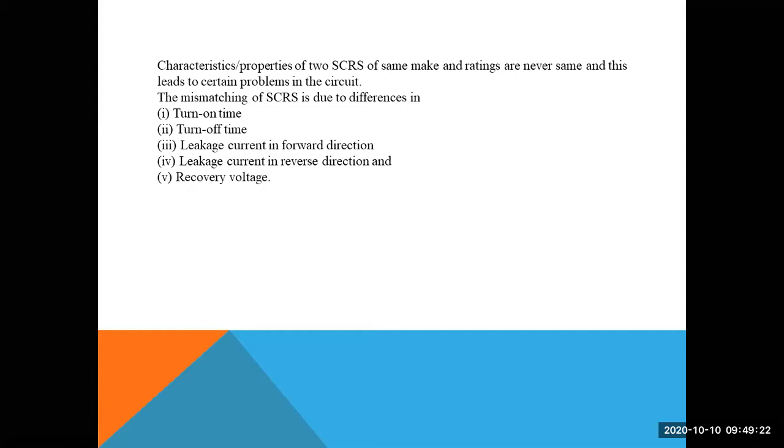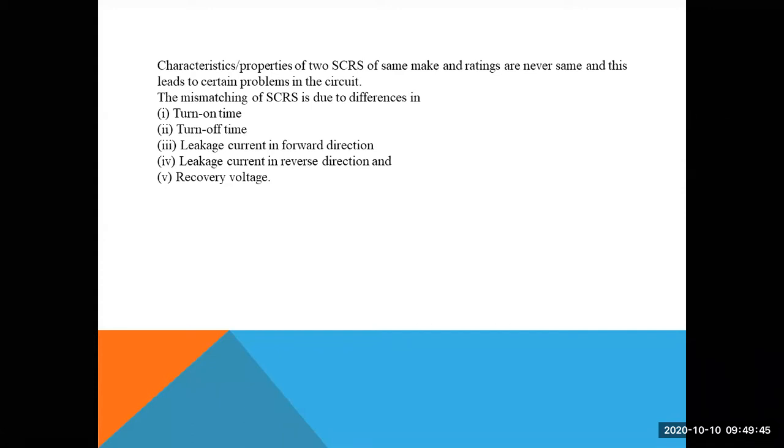This is a major problem, and it leads to 5 major differences. Due to the difference in VI characteristics, we cannot comfortably connect SCRs in parallel or in series. Directly we cannot connect them in parallel because it damages the SCR overall. So what are the major problems due to this difference in VI characteristics?